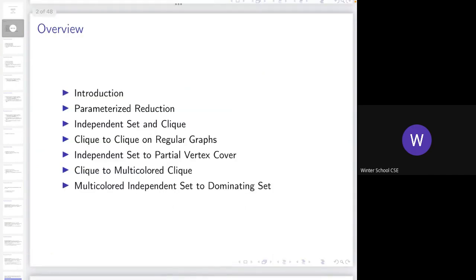So let's start. What we will talk about in this session is, I will introduce this notion of hardness, and then I will introduce something called parameterized reduction, and then we will look at some problems like independent set, clique, clique on regular graphs, partial vertex cover, multicolored clique, dominating set. Some of these problems we have already seen the definitions of in our previous sessions. For example, independent set definitely we have seen, right? Dominating set we have seen. Clique also, I hope we have seen. Partial vertex cover is something new that we will be seeing. It is a variant of vertex cover, something different from vertex cover. So we will see all these problems in this session.